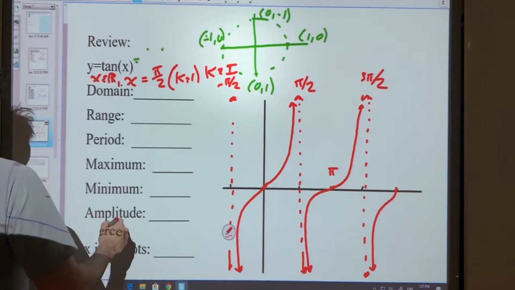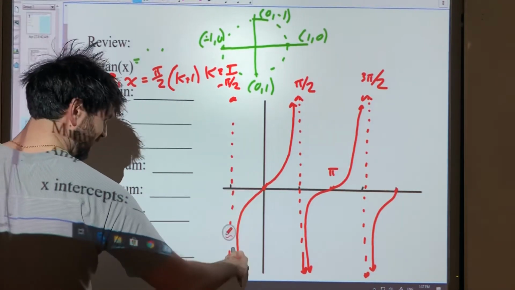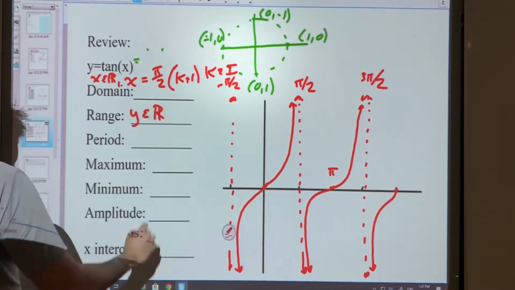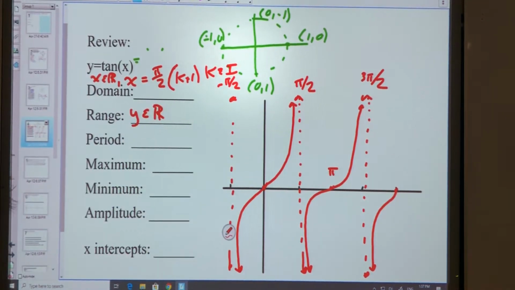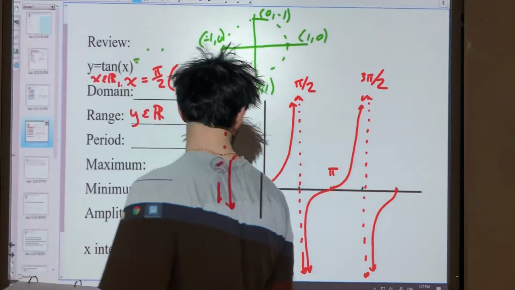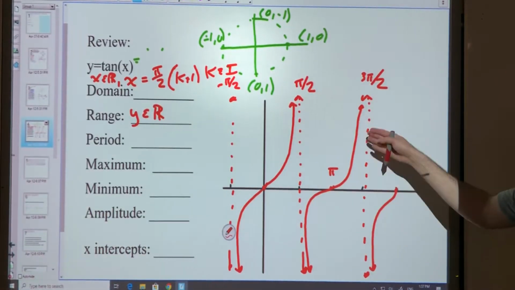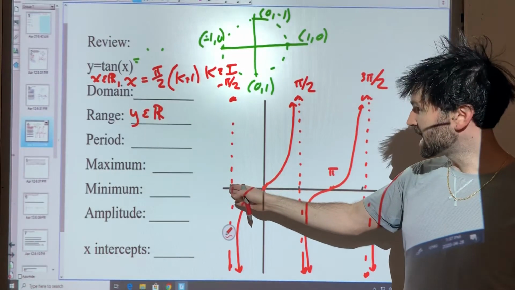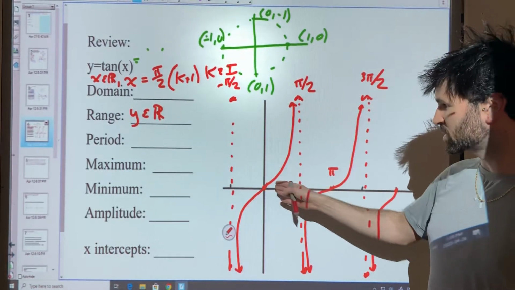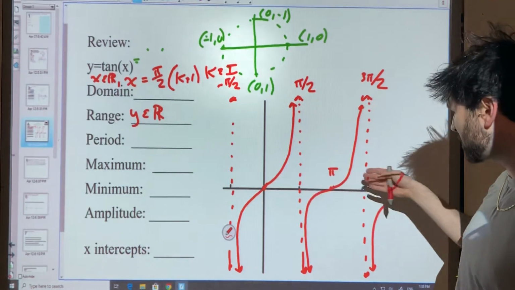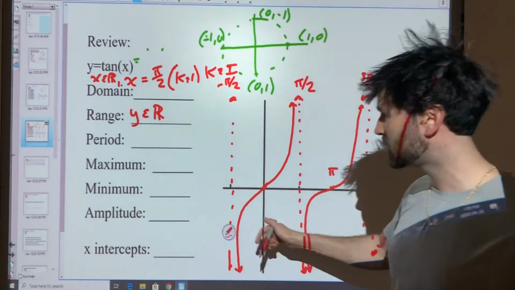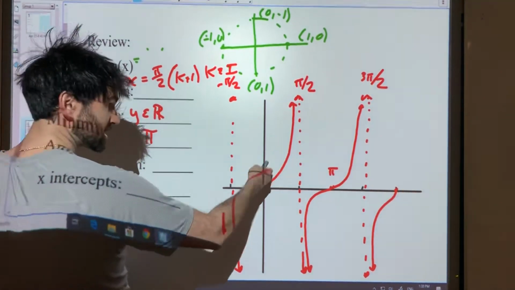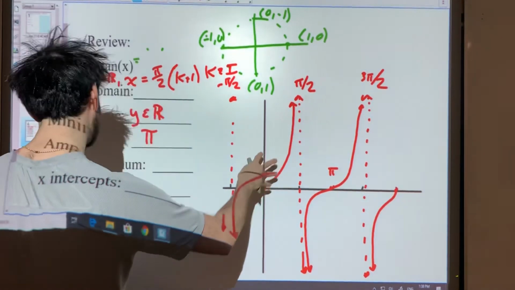The range is essentially anything, right? So I can get any y value possible, so I'm just going to write y element of the reals. Now the period is a little bit different than before. So how long does it take for it to repeat this shape, right? This is the shape the graph has. So this is negative pi over 2 to pi over 2. That would be pi units. So every pi units, it repeats that shape. So the period is pi. Remember, period is how long does it take before it repeats that shape, okay?